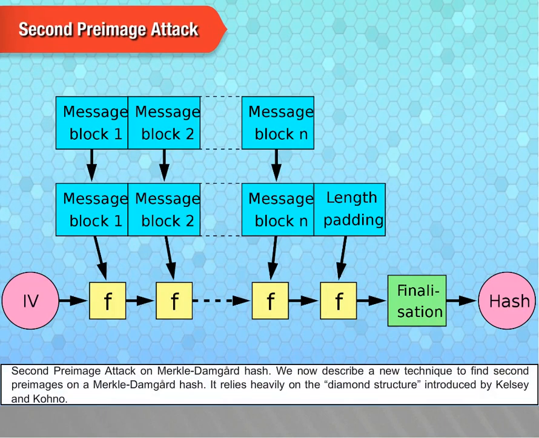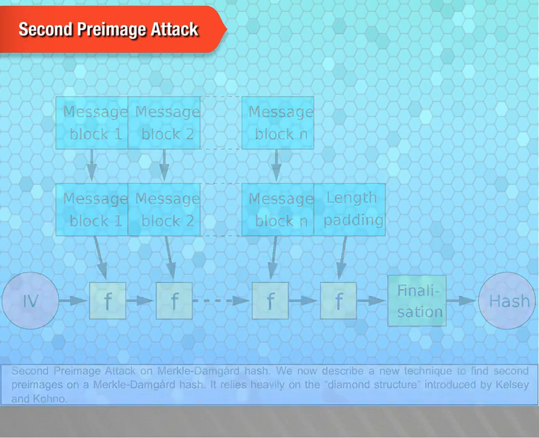Second pre-image attack on Merkle-Damgård hash. We now describe a new technique to find second pre-images on a Merkle-Damgård hash. It relies heavily on the diamond structure introduced by Kelsey and Kohno.